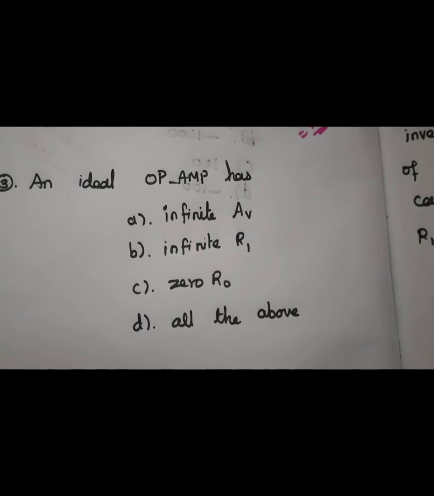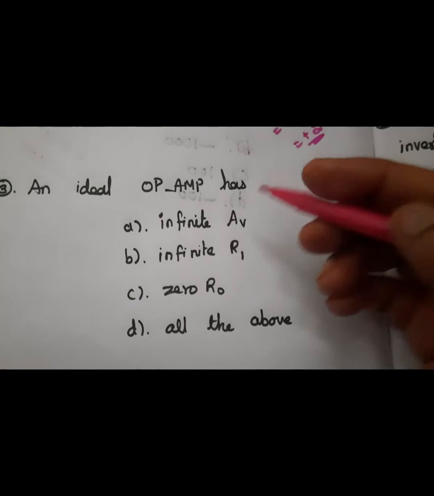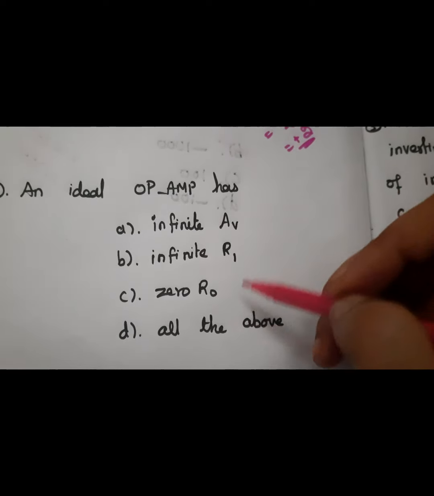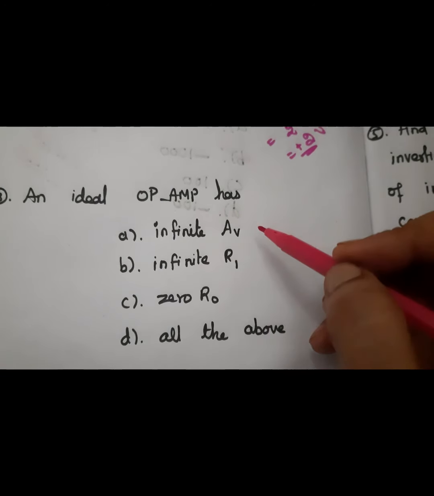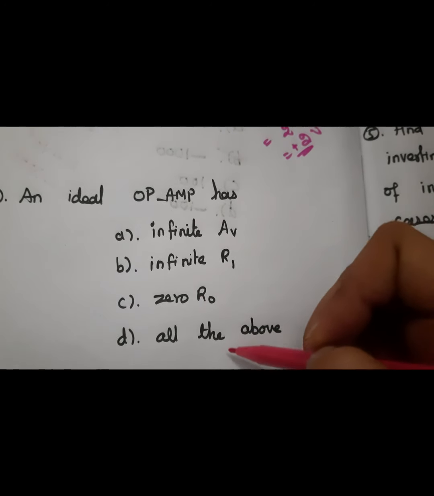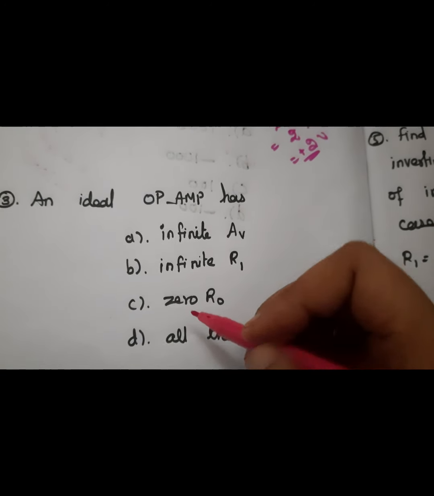Third question, an ideal op-amp has, and these three are all the properties of an ideal op-amp. So the answer is all the above: infinite voltage gain, infinite input resistance, 0 output resistance. So all the above. So here the answer is D.